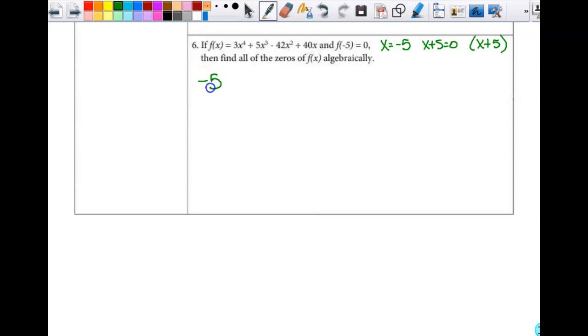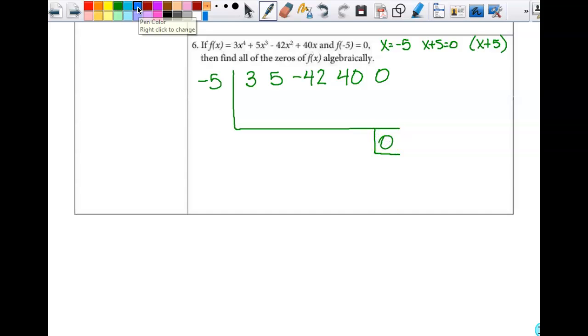So I'll have negative 5 on the outside. Then on the inside, I'll have 3, 5, negative 42, 40. Anything else? Zero. Zero where? There's no constant term. This is a fourth degree polynomial. There should be 5 numbers in here. There is no constant term, so I need a zero here. What else do I know that I fill in before I start? The remainder is 0 because it is a factor.